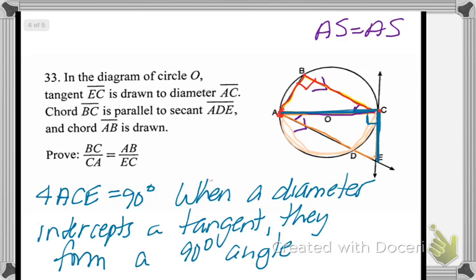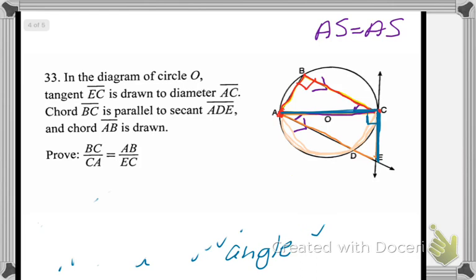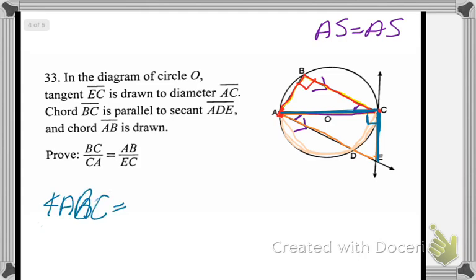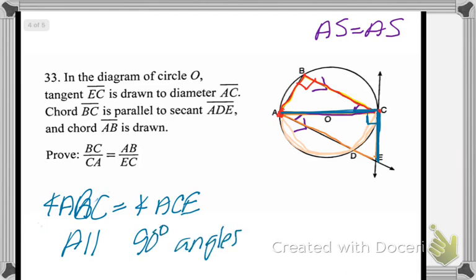If I could erase this, that'd be great. Come on. Alright, here we go. Alright, so we have two right angles, and of course, all right angles are equal, right? So we're going to say angle ABC equals angle ACE, and your reason is going to be all 90-degree angles are equal. Now the good news is we just bought ourselves another angle for each side here.